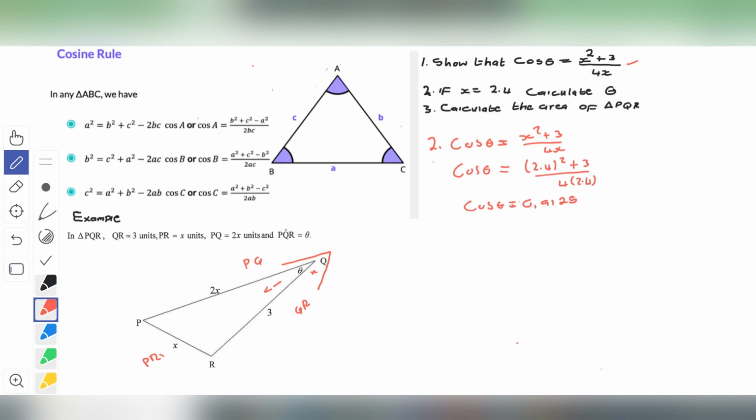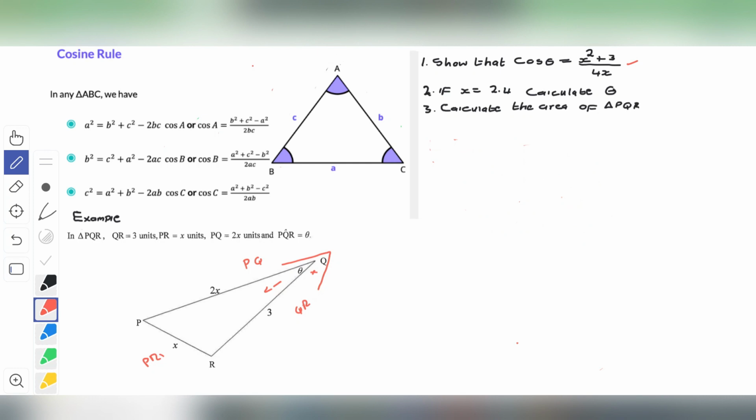So remember, we are not done solving for theta. Remember they said solve for theta. So how do we solve for theta? We have cosine of theta here. We are going to have theta is equals to the arc cosine of 0.9125. I hope you know how to solve for theta when you are given something like this. Now, our final answer is going to be 24.15 degrees. Therefore, we are done solving for the second question. Now, let's go to the third question, which is calculating the area of PQR.